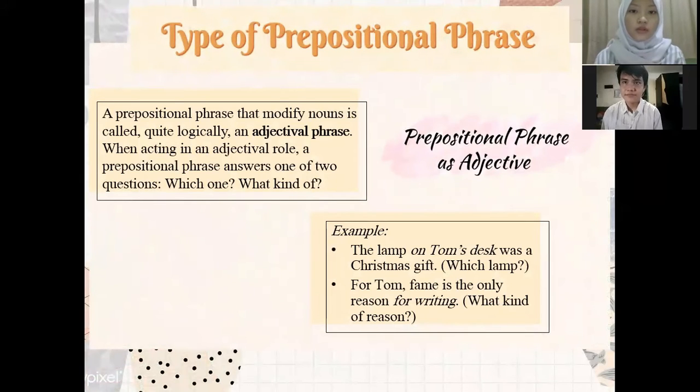Types of prepositional phrase. A prepositional phrase that modifies nouns is called, quite logically, an adjectival phrase. When acting in the adjectival role, a prepositional phrase answers one of two questions: which one or what kind of. Prepositional phrase as adjective. Example: the lamp on Tom's desk was a Christmas gift. It answers the question which lamp. And then the next: for Tom, fame is the only reason for writing. It answers the question what kind of reason.